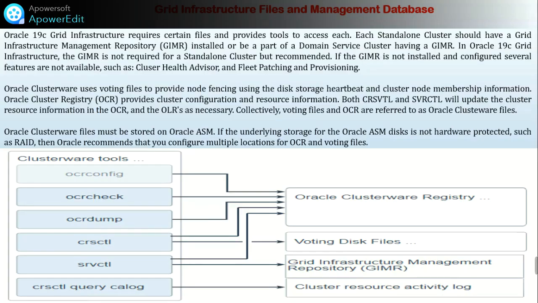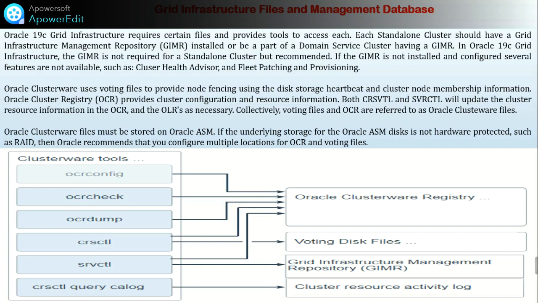Grid Infrastructure files and management database. Oracle 19c Grid Infrastructure requires certain files and provides tools to access them. Each standalone cluster should have a Grid Infrastructure Management Repository, GIMR, database installed, or be a part of your Domain Services Cluster having a GIMR. In Oracle 19c Grid Infrastructure, the GIMR is not required for a standalone cluster, but it's recommended. If the GIMR is not installed and configured, several features are not available, such as Cluster Health Advisor, CHA, and Fleet Patching and Provisioning, FPP.